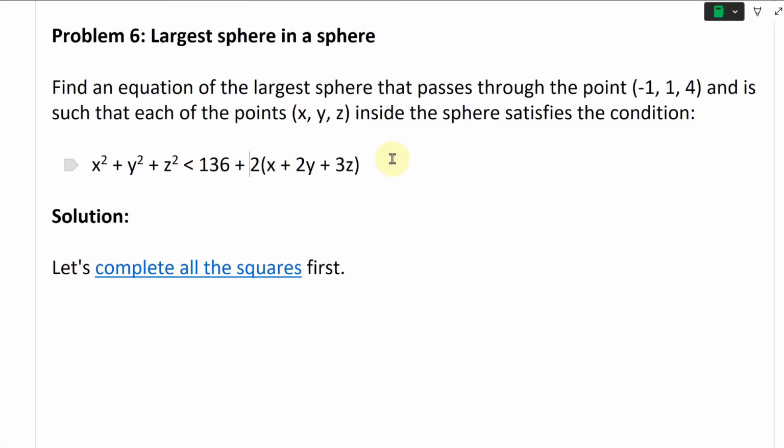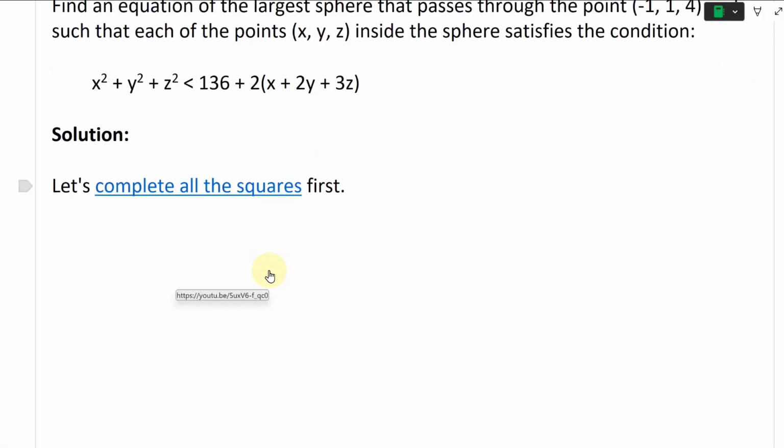So to grasp what this is asking, exactly, this is a sphere equation right here. This is going to be the radius, but now we have these x, y, and z terms. But if we complete the square, this just means that the origin of the sphere is shifted. So let's complete all the squares first. There's a link to my earlier video, but basically it's pretty straightforward. I'm going to write this all down.